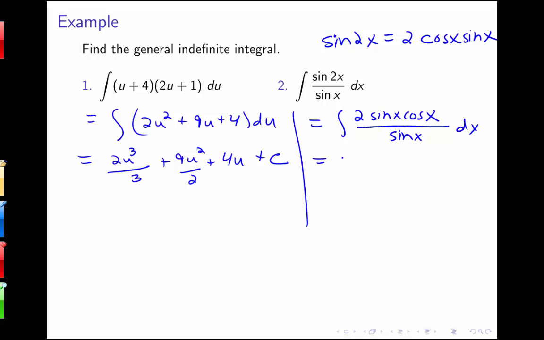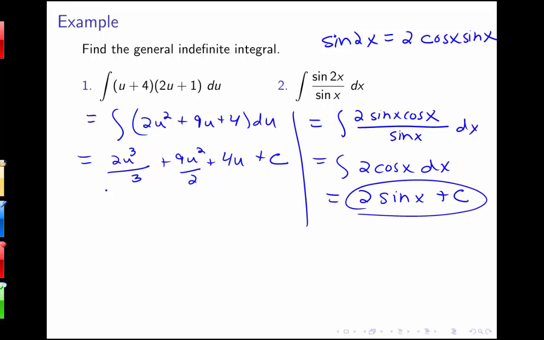And then that allows this to simplify to 2 cosine x dx. And now I can take the antiderivative of that. I have 2 sine x plus c.